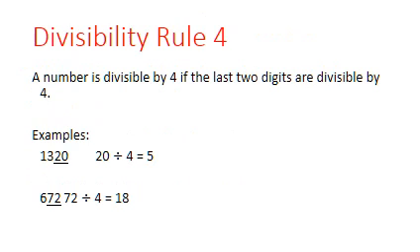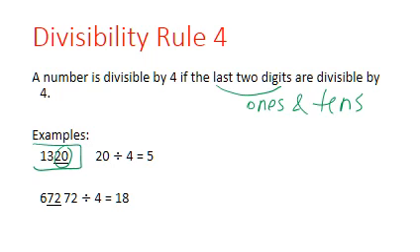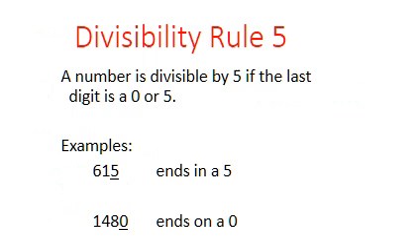Now, how do I check the divisibility by 4? If the last two digits are divisible by 4, or in other words, the ones and the tens together. So I look at the number, the ones and the tens are 20, and 20 is divisible by 4, then the whole number is going to be divisible by 4. The same thing with 672. 72 is also divisible by 4, so the whole number is going to be divisible by 4.